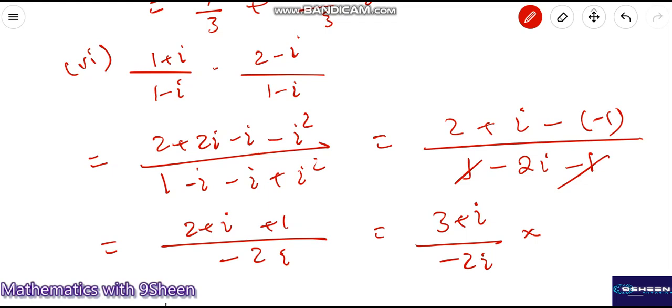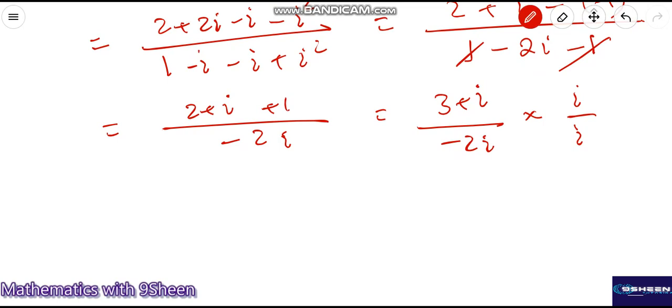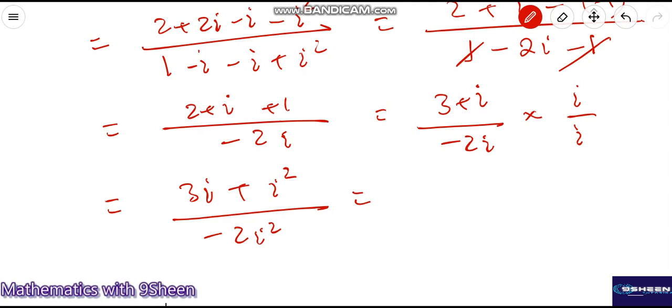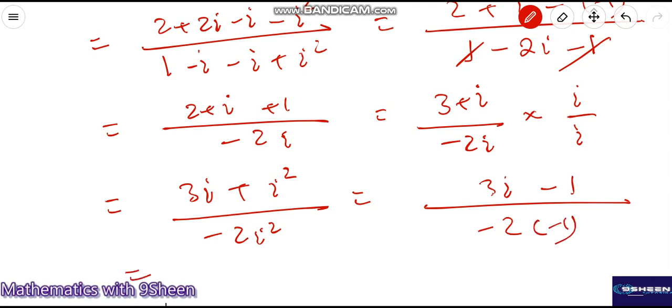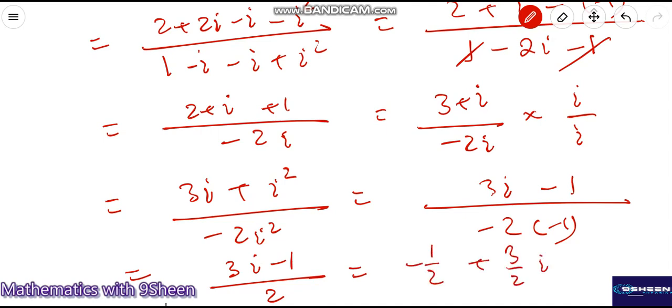Now take the conjugate, only iota: multiply and divide by only iota. Now 3 multiplied by iota, 3 iota, iota multiplied by iota, iota square, and here is minus 2 iota square. Substitute the value, iota square is equal to minus 1: 3 iota as it is, minus 1, and you have 3 iota minus 1 divided by plus 2. Now your real part is minus 1 by 2 and imaginary part is plus 3 by 2 iota.